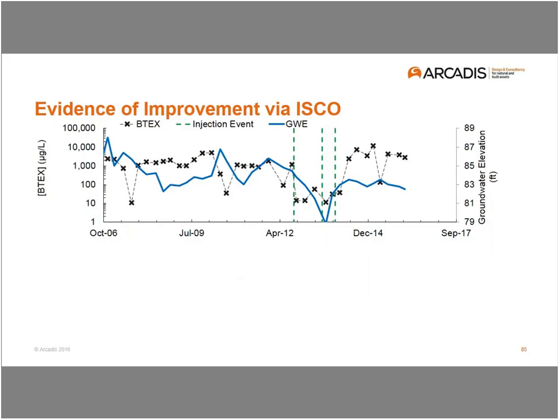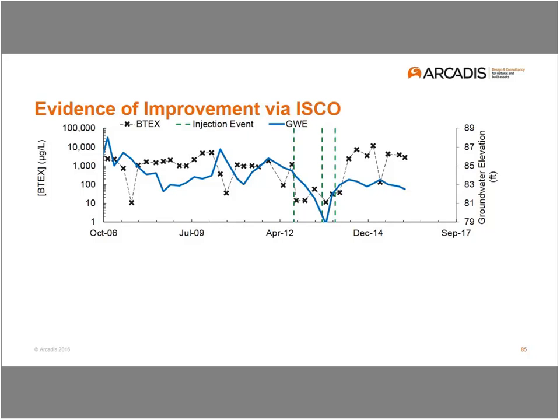Now, I don't want to bash ISCO unnecessarily, so I want to highlight that a lot of folks say, you know, we implemented ISCO and it failed. Like I said before, it's very rare that the chemistry fails. It's typically that it just wasn't applicable. This is evidence of improvement via ISCO. So this is a well from that same site that we just discussed, a different well that demonstrated even better treatment during the injection phase.